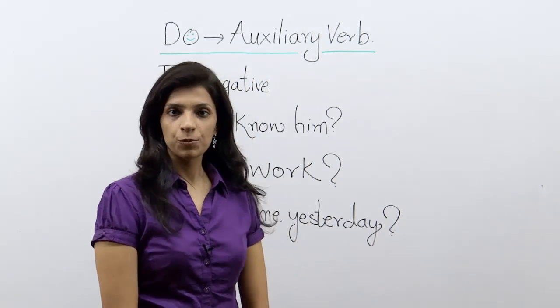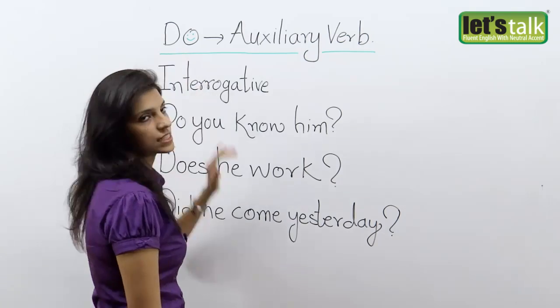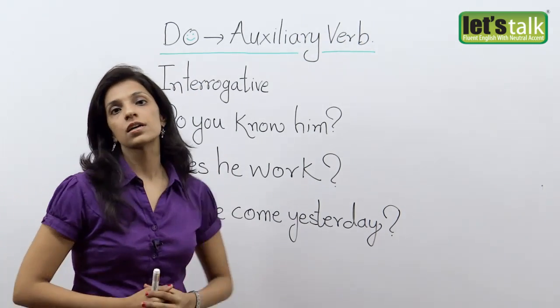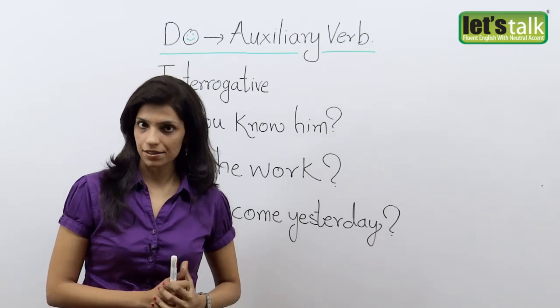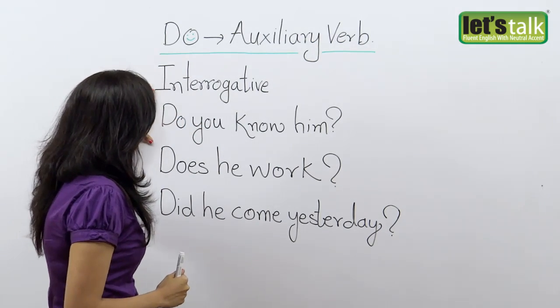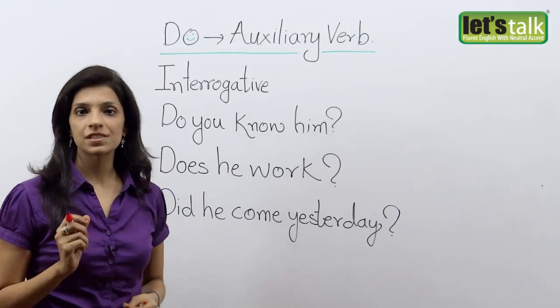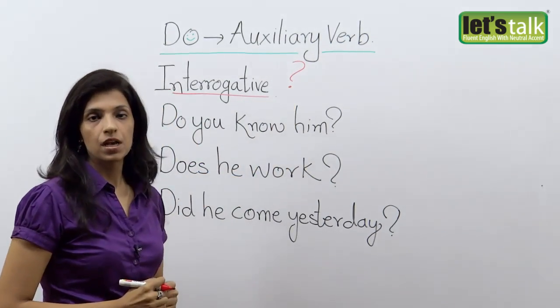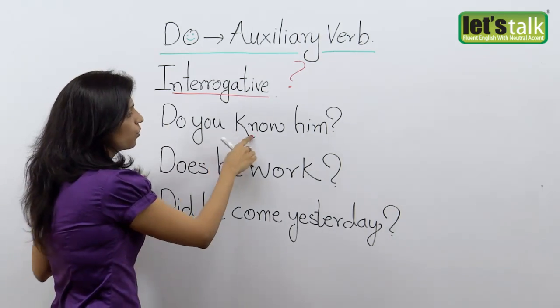In today's lesson, I'm going to teach you how to use the auxiliary verb do. You're going to learn how to use do, does and did. To use do, we use it in interrogative sentences. Interrogative means when you ask a question. For example, do you know him?